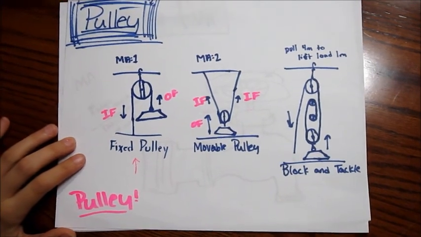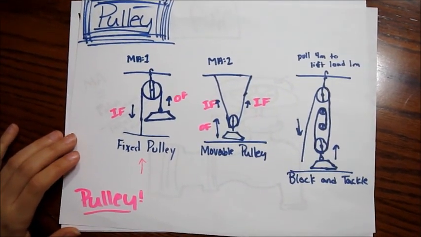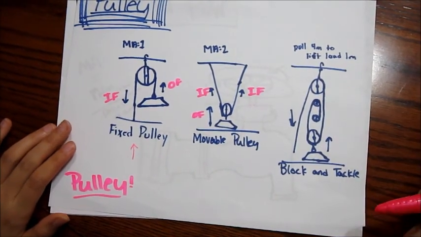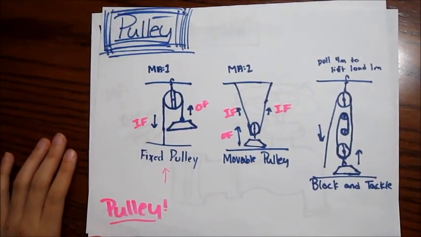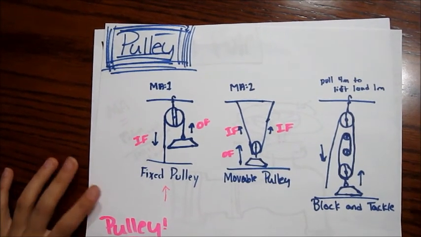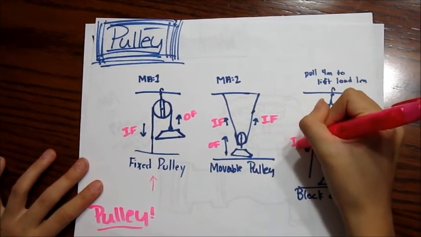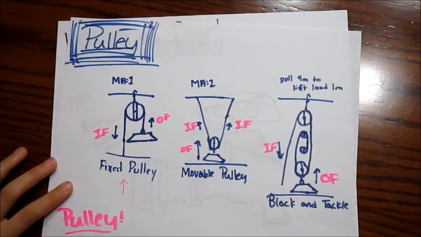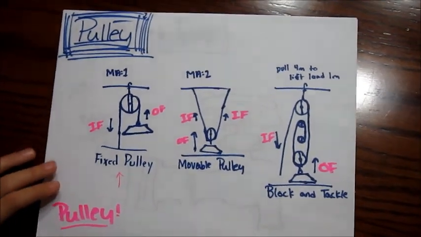And the next one, a block and tackle, has 4 separate rope segments, and you have to pull the rope 4 meters just to lift the load 1 meter. The mechanical advantage depends on the number of rope segments. When you're pulling down on it with your input force, the output force is moving upwards.